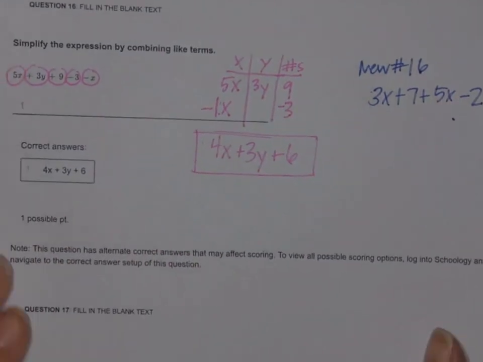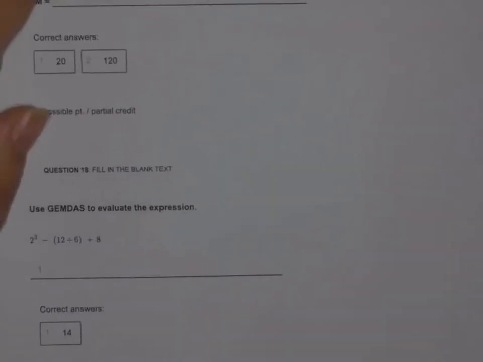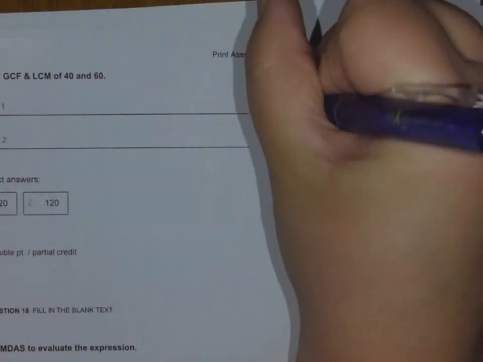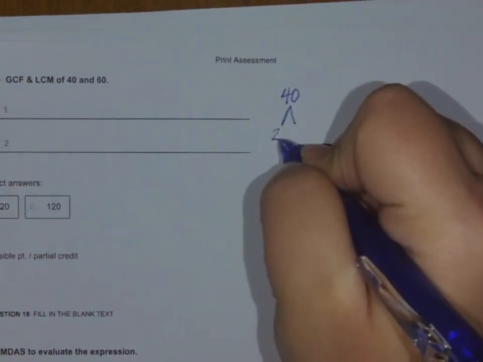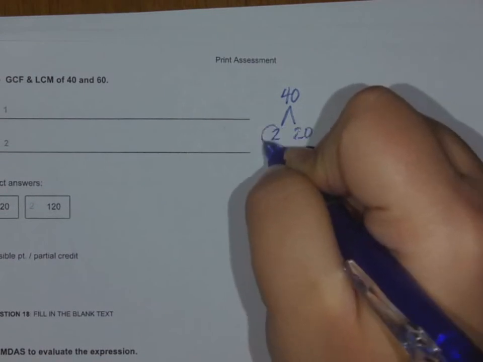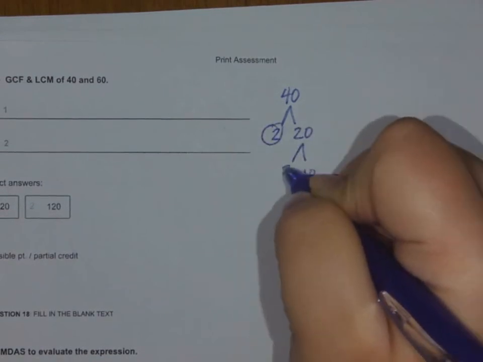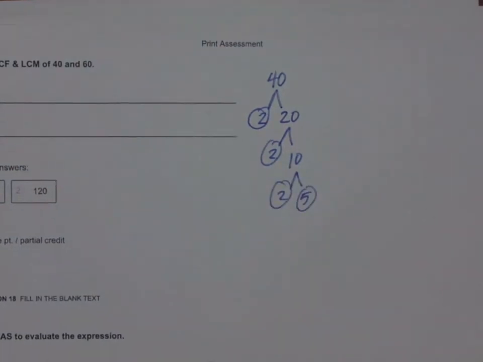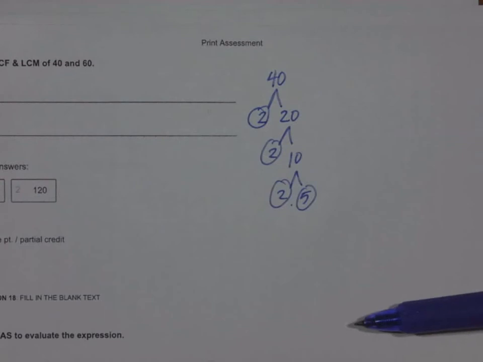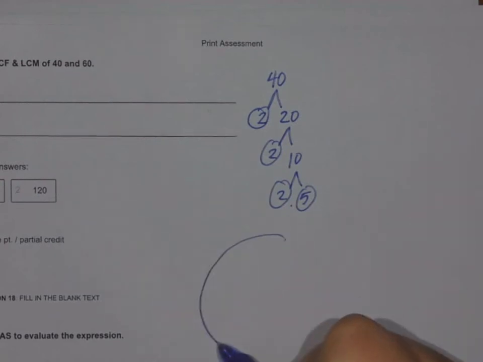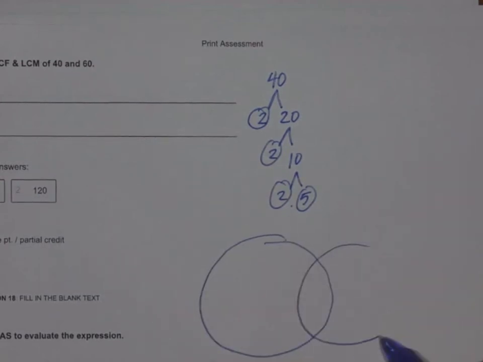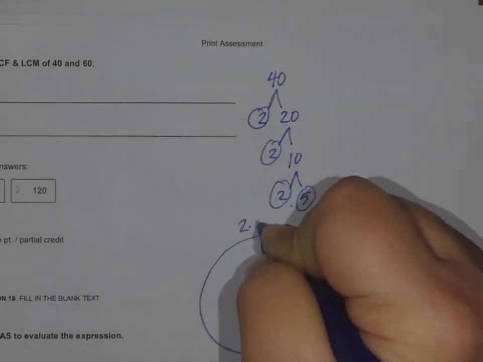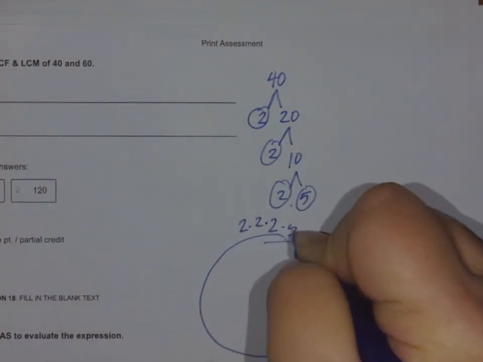Okay, next up, question number 17 is GCF and LCM of 40 and 60. So 40, we're going to break into 2 times 20, and then 20 into 2 times 10, and 10 into 2 times 5. Okay, so there's my prime factorization for 40. I'm going to go ahead and just draw my Venn diagram right now. So it's going to be 2 times 2 times 2 times 5.